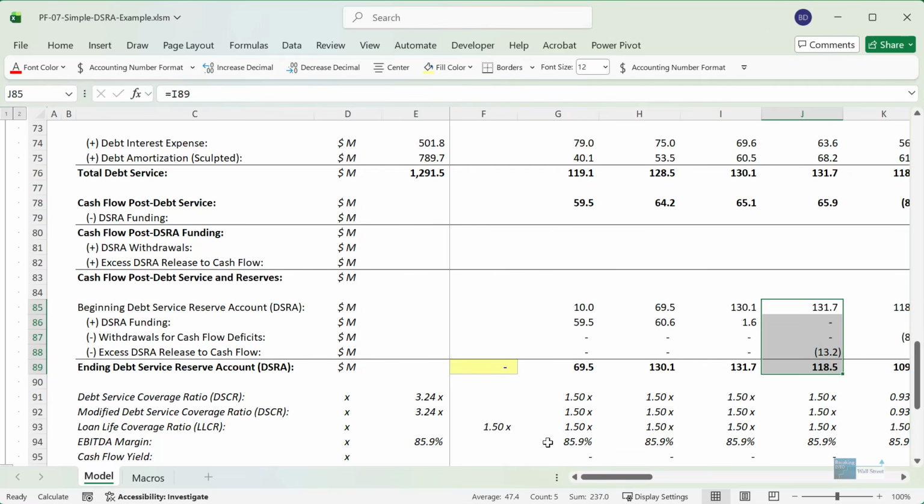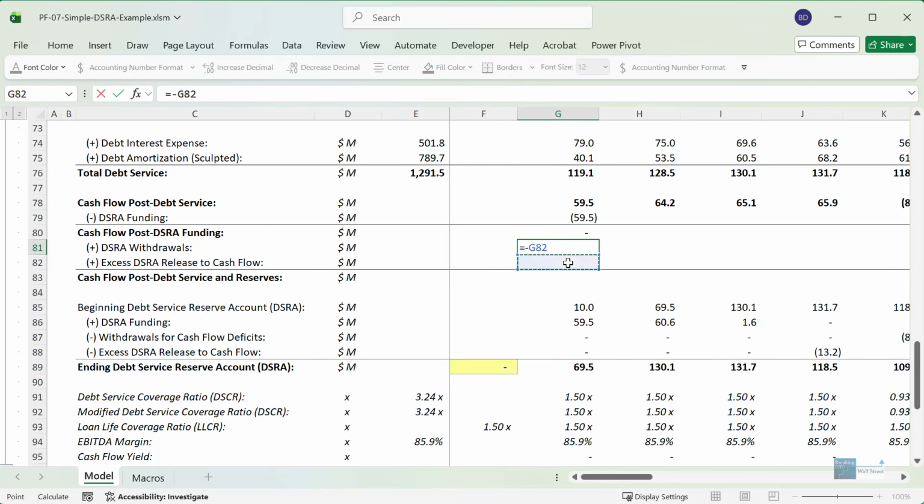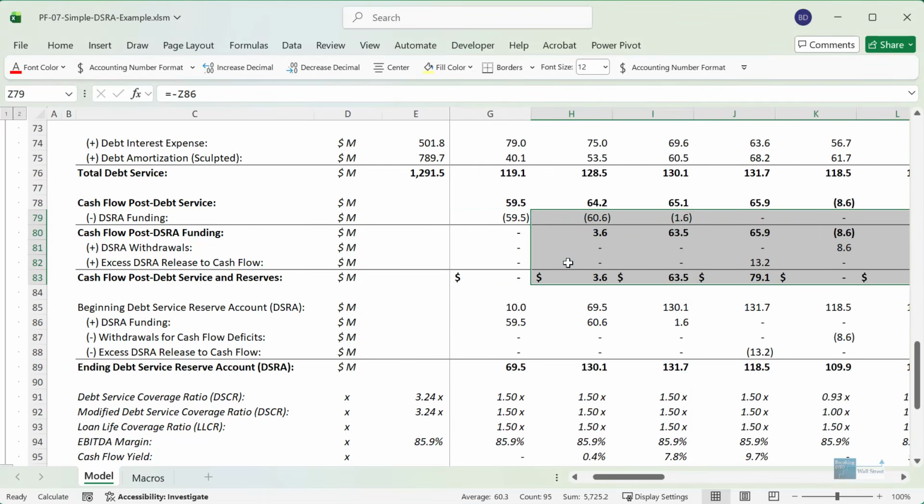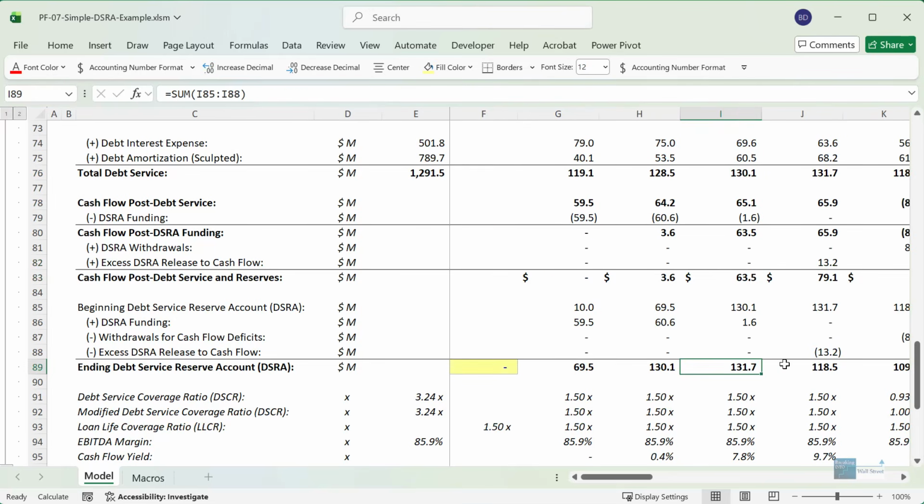Now, once you have that, you also need to make sure that you link this to the rest of the model. So for example, for the DSRA funding, this should be a negative because this reduces our cash flow to the equity investors. And then the DSRA withdrawals should be a positive here, and the excess DSRA release should also be a positive. And then you can sum these up, and then we can copy these across. And so we have that. And so you can see how this works.